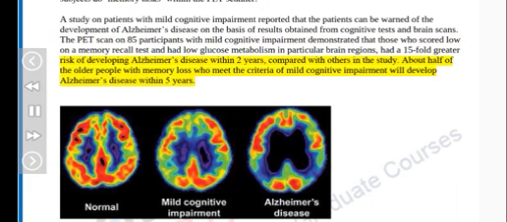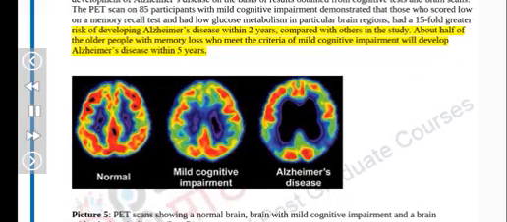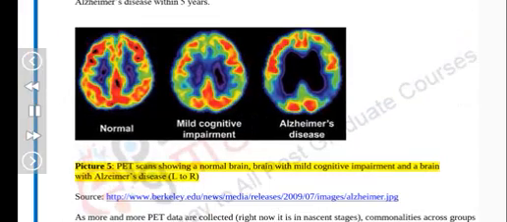About half of the older people with memory loss who meet the criteria of mild cognitive impairment will develop Alzheimer's disease within 5 years. Picture 5. PET scans showing a normal brain, a brain with mild cognitive impairment and a brain with Alzheimer's disease (L/R).